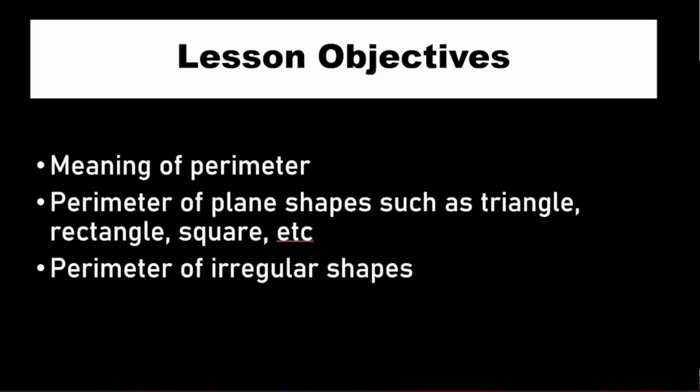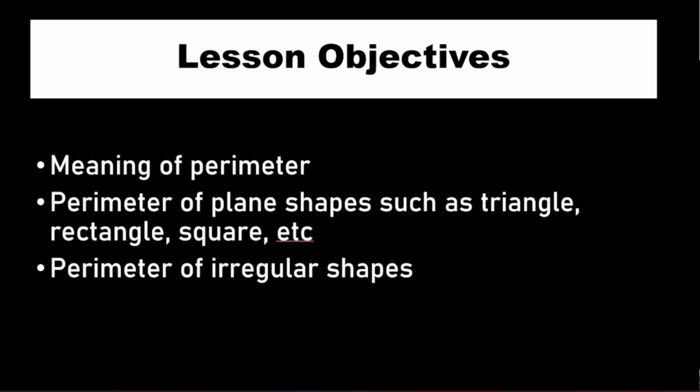The first thing we're going to look at is the objectives. This lesson covers the meaning of perimeter of all these plane shapes, and perimeter of irregular shapes. Those are the things I want to look at in this video. I hope that is clear. So just relax and let's get started.